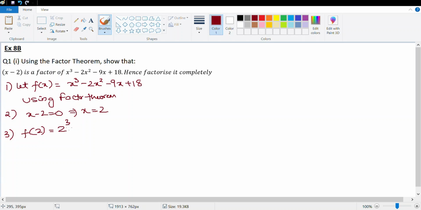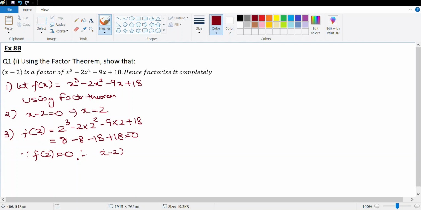So that will be 2 cubed minus 2 into 2 squared minus 9 into 2 plus 18, which is equal to 8 minus 8 minus 18 plus 18, which is equal to 0. So since f(2) is equal to 0, therefore x minus 2 is a factor. So we've done the first part, which is we figured out that x minus 2 is a factor of this given expression, which is f(x) is equal to x cubed minus 2x squared minus 9x plus 18.